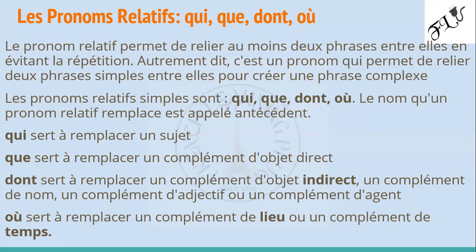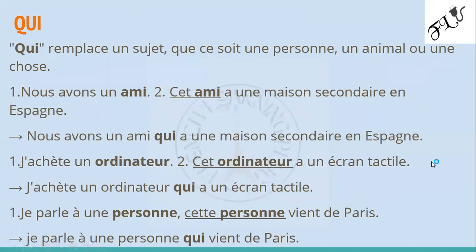Okay, let's write. We'll begin with the first one. Qui replaces a subject, que ce soit une personne, un animal ou une chose. So it's not limited to replacing a person. It can also replace an animal or a thing. It can be used with all nouns, to replace all nouns.